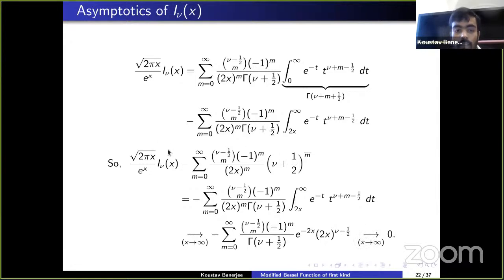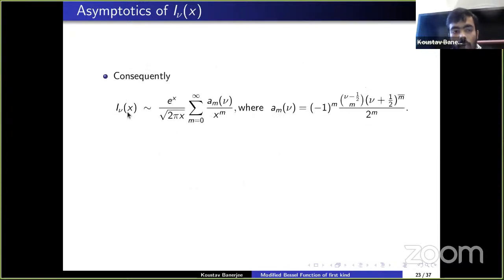And as x tends to infinity, this goes to 0. This means that the left hand side, square root of 2 pi x over e to the x times I nu x, as x tends to infinity goes to this form: sum over m from 0 to infinity of a_m divided by 2 to the m divided by x to the power m. So I nu x is e to the x divided by square root of 2 pi x times the sum from m equals 0 to infinity of a_m nu over x to the m, where a_m nu is minus 1 to the m, nu minus half binomial m, times nu plus half rising factorial m, divided by 2 to the m.